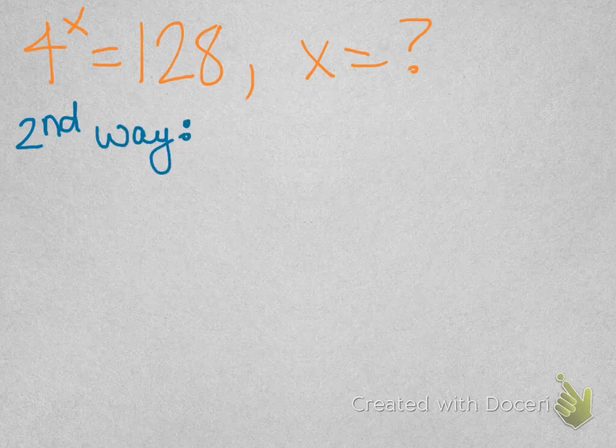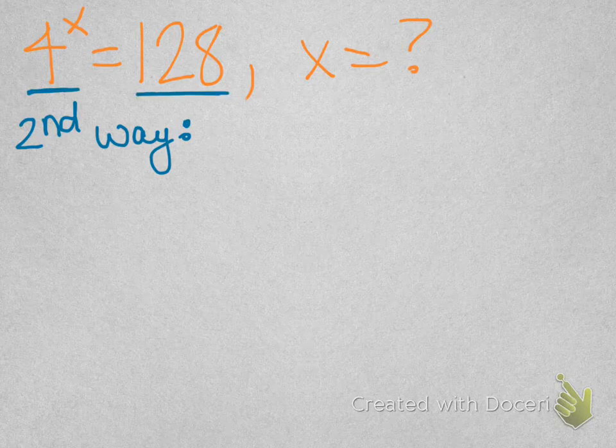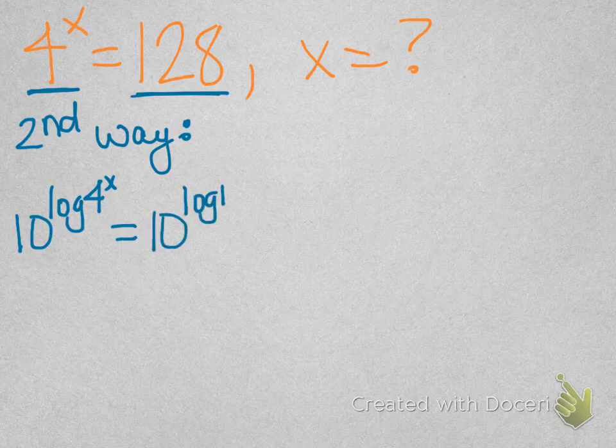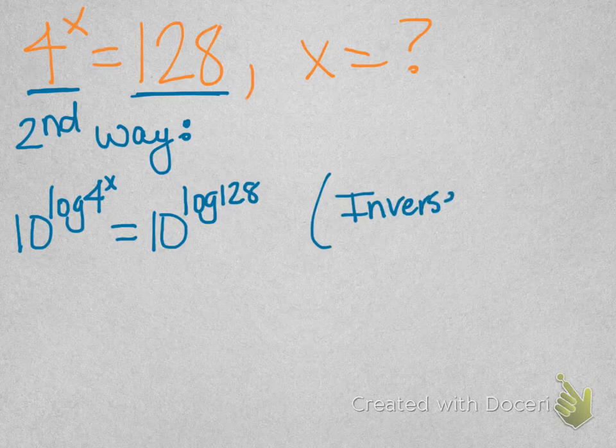So the second way, make sure we copy this down, these are part of our notes, is to raise each of our originals here to the power of 10 to that log. So just stick with me for a second. We're going to use inverse functions here. So I'll write 10 to the log of 4 to the x power, which is equal to 10 to the log of 128. And this is just using inverse functions. Okay?